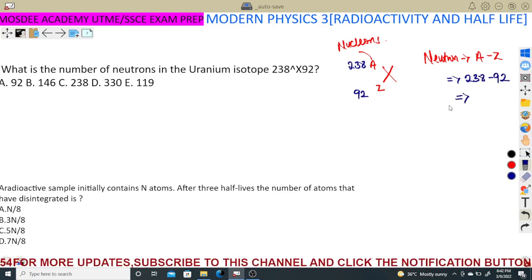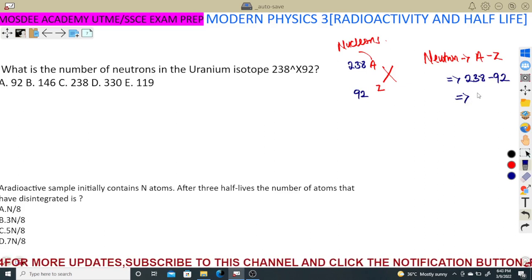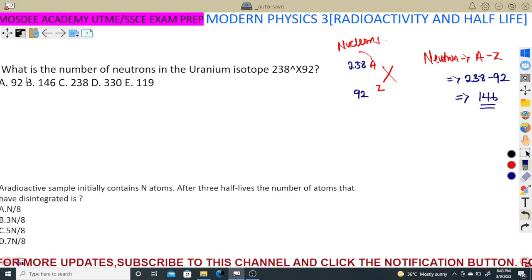I don't want to talk too much on this. 238 minus 92 is going to give one of the options. I think 146. And the option to that should be choice one.